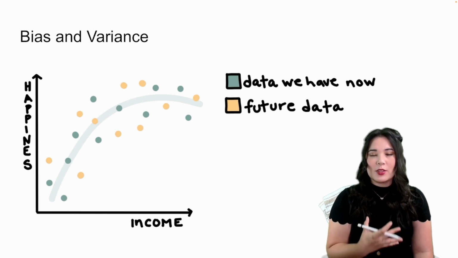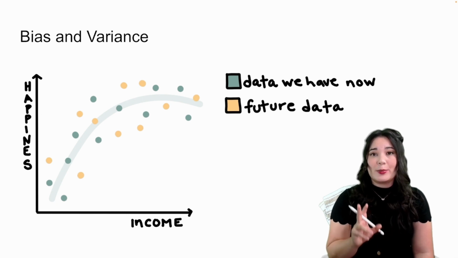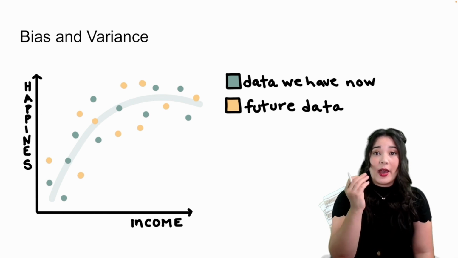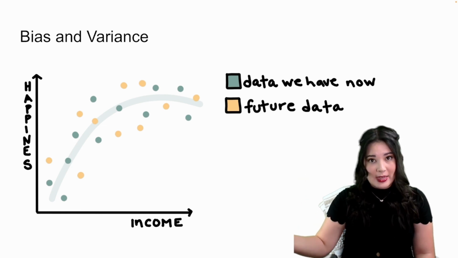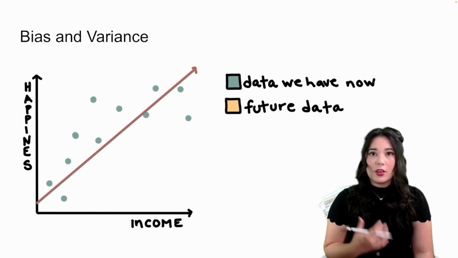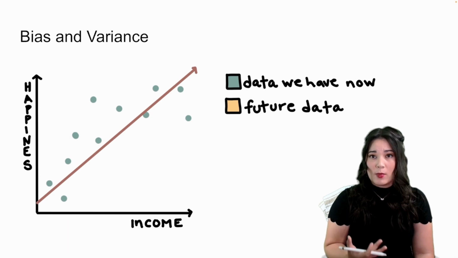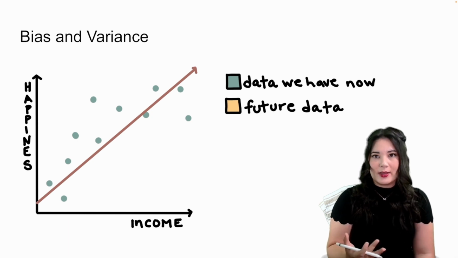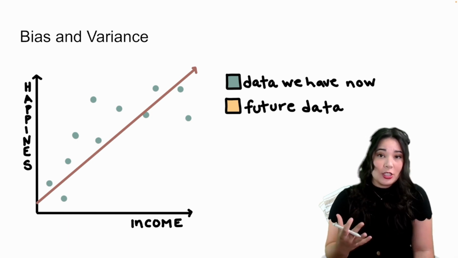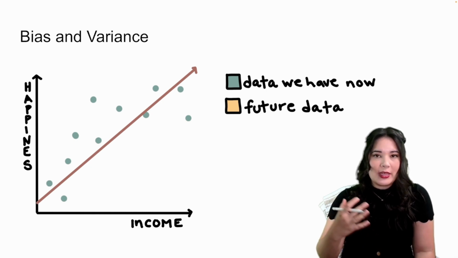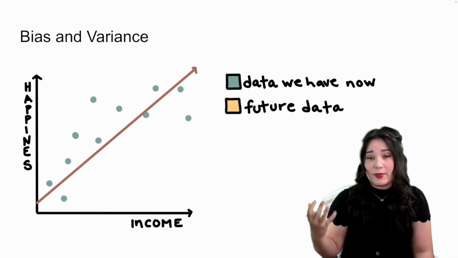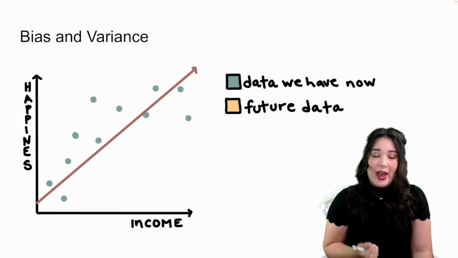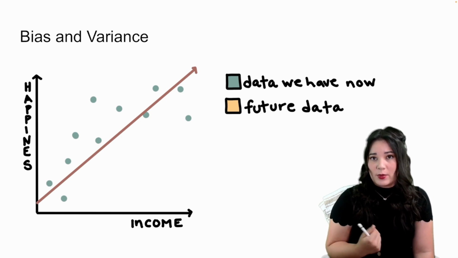In data science, we basically have two types of data. We have data that we have now and future data that we want to make predictions for. The problem with this is that when we fit our model, we only have the data that we have now. By definition, we're not time travelers, so we can't go into the future and get future data. So all we have when we're fitting our models is the data we have now.